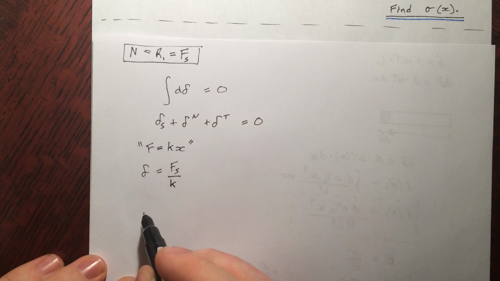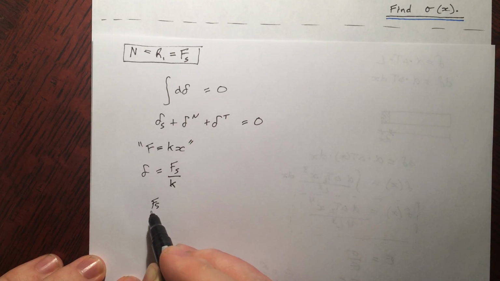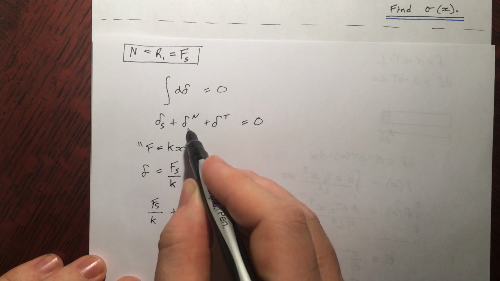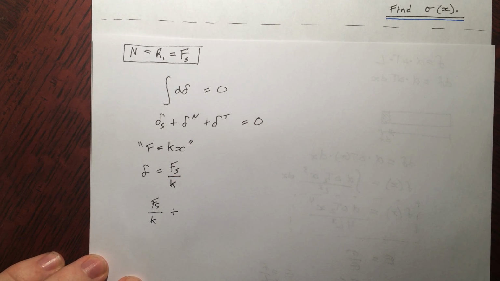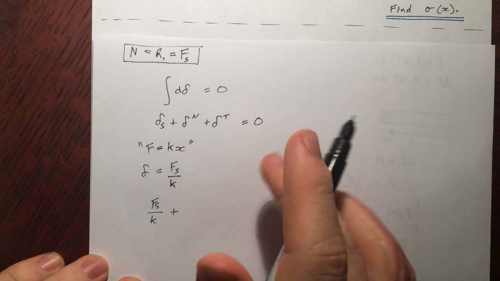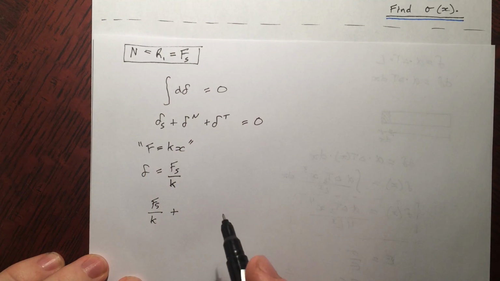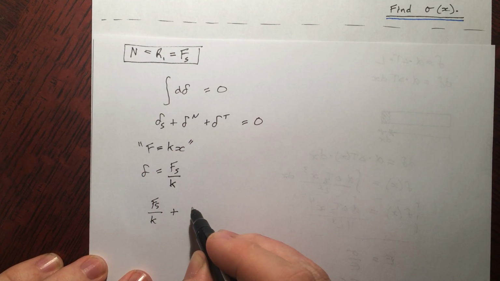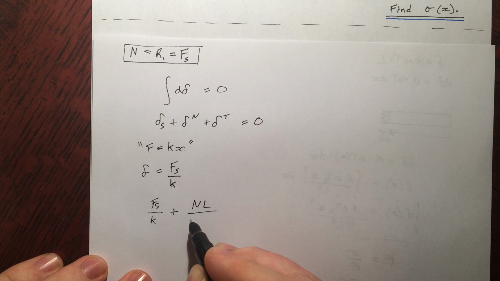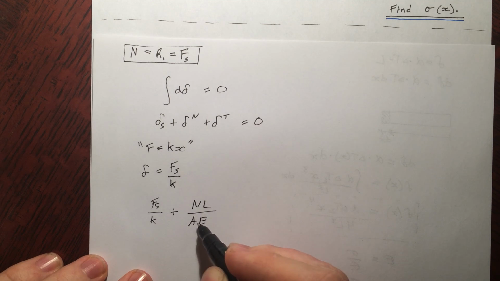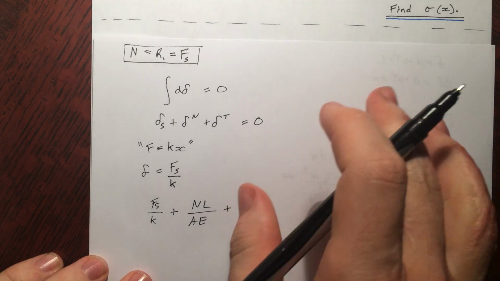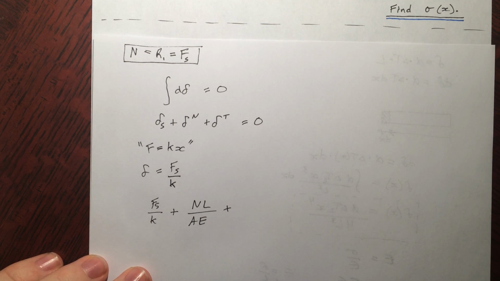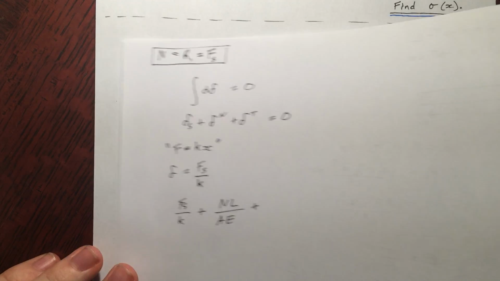We can plug it into here, Fs over k plus the normal force in this piece. Well, the normal force is going to be constant throughout, right? We kind of saw that in this equation here. The force is constant. So we can just say the normal force times the length over AE plus the temperature displacement. All right, now in the last question, we already found the temperature displacement. All right, it was this here.